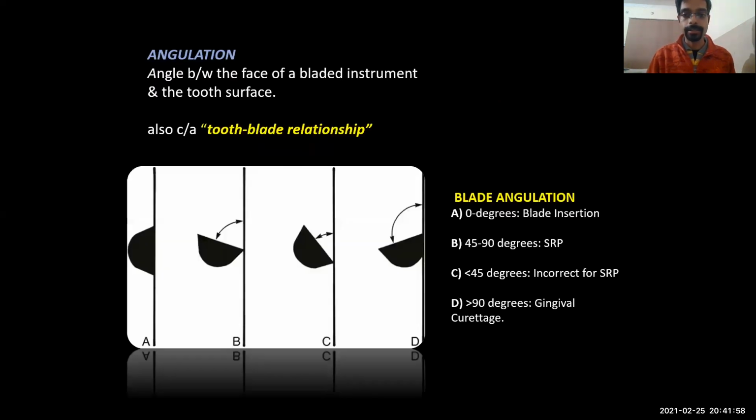So this is right and this is wrong. Now, angulation. Third step: first is adaptation, then angulation. Now, there are a variety of angulations for different purposes. This is also known as the tooth-blade relationship.